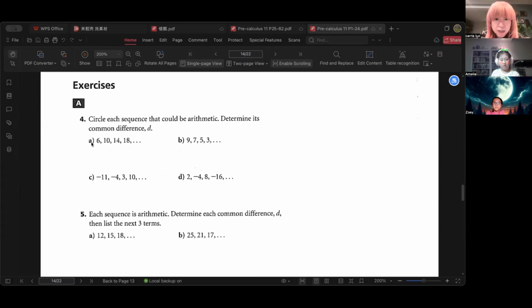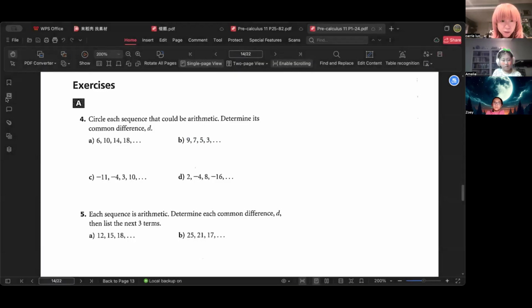Circle each sequence that could be arithmetic, determine its common difference. Okay, so A, B, C, D. You just tell me if they are arithmetic sequences or not. If it is, please tell me what D is. So Amelia, you do AC, and Zoe, you do BD. Okay.